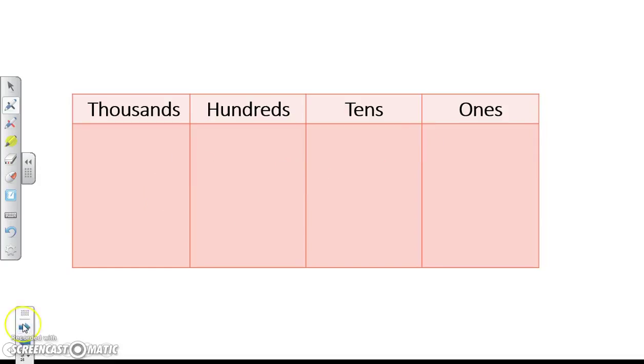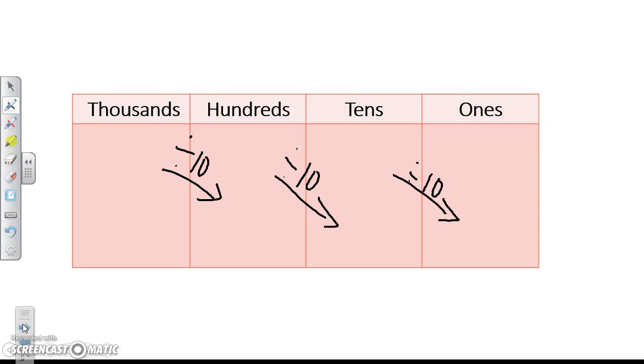Now this works the other way as well. If I want to go to the thousands place, I need to divide by 10, because that's the inverse of multiplication. Again, if I want to go from hundreds to tens, I divide by 10. If I want to go from tens to ones, I have to divide by 10 as well.